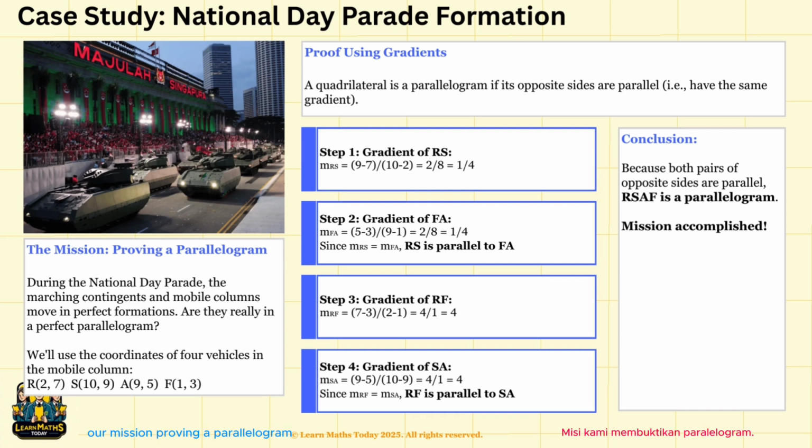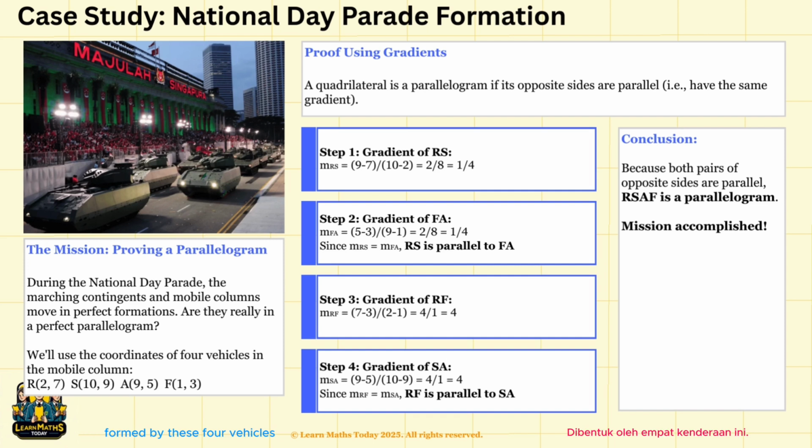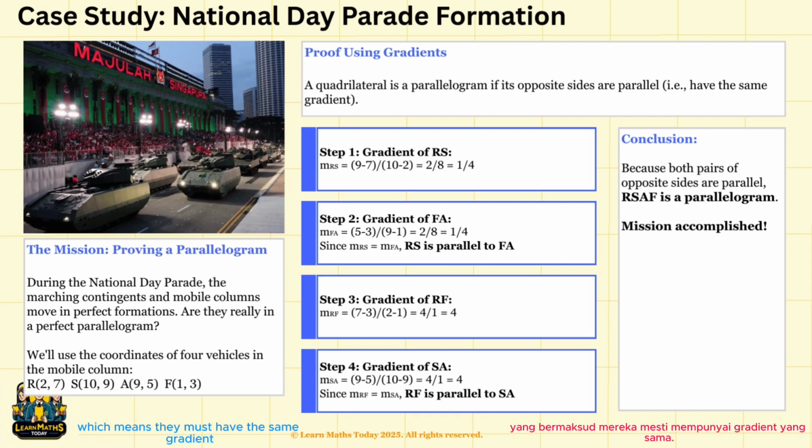Our mission, proving a parallelogram, will use the coordinates of 4 specific vehicles in this mobile column, which we've labeled R(2,7), S(10,9), A(9,5), and F(1,3). Our goal is to prove that the shape formed by these 4 vehicles, RSAF, is indeed a parallelogram. Remember the key property: a quadrilateral is a parallelogram if its opposite sides are parallel, which means they must have the same gradient. Here's our step-by-step proof using gradients.